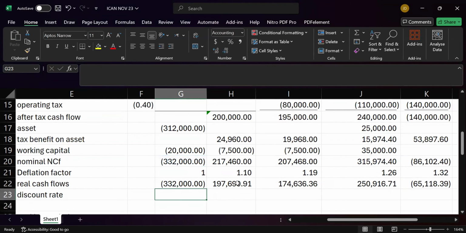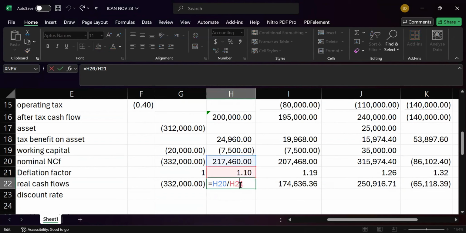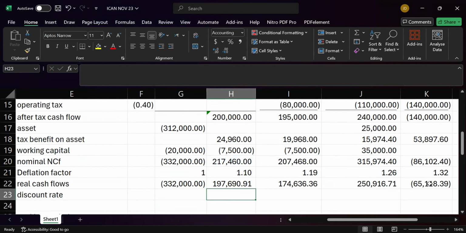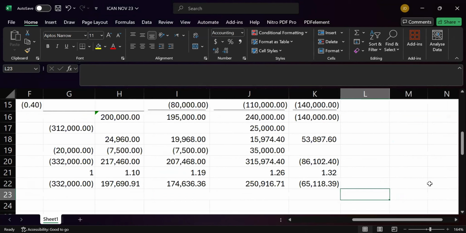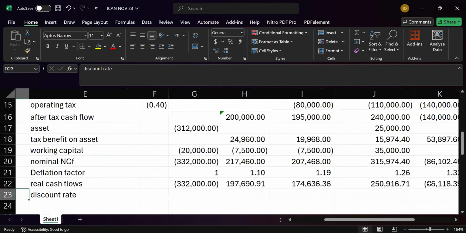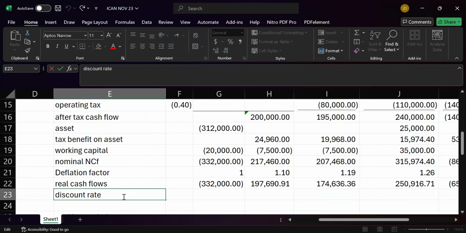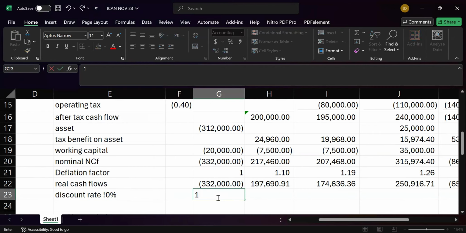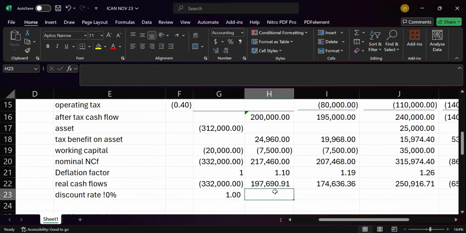All right. So now I've deflated the cash flows. This is my net cash flow, nominal cash flows. This is the deflation rate that I calculated, the adjustment factor. So I've deflated the cash flows, and this is what I have after deflating. So now I need to discount the cash flow using the discount rate of 10%. This is my real discount rate, 10%. So year 0 will be 1. Year 1 will be 1.1 raised to power minus 1.